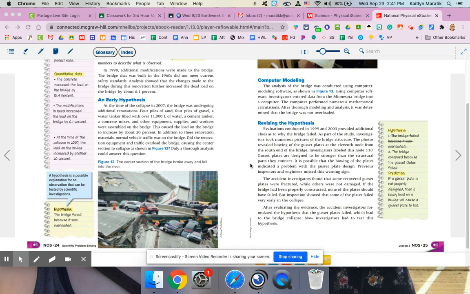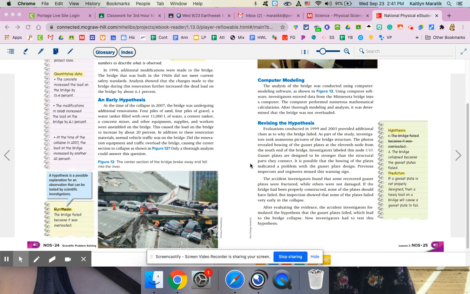The accident investigators found that some recovered gusset plates were fractured where others were not damaged. If the bridge had been properly constructed, none of the plates should have failed, but inspection showed that some of the plates failed very early in the collapse.